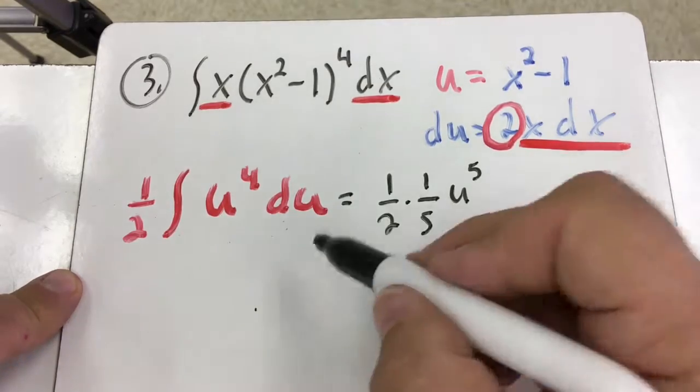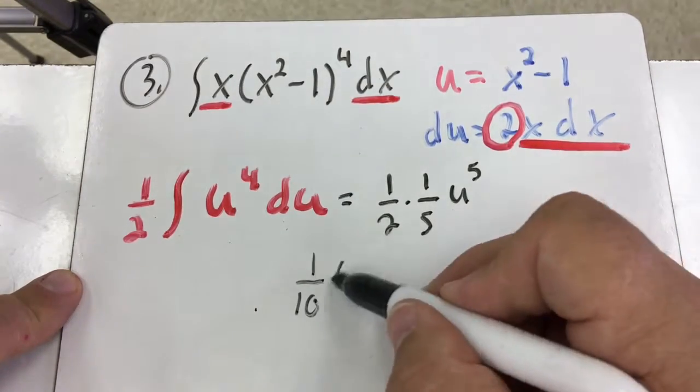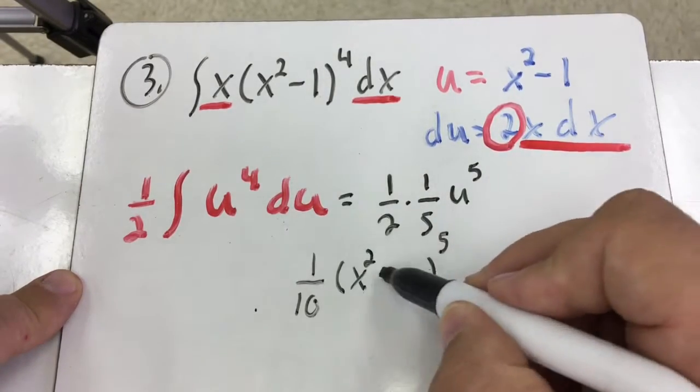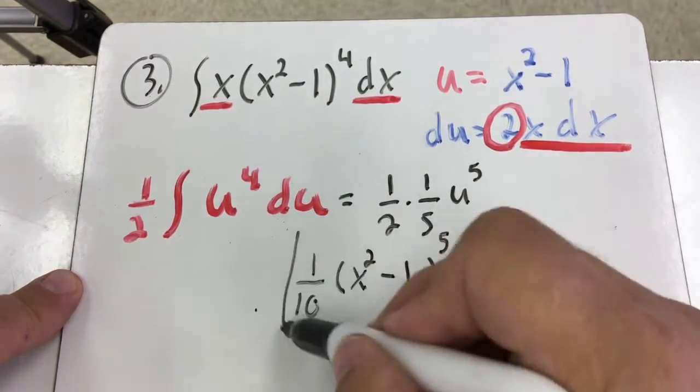And then I'm going to spruce this up a little bit. That would give me 1 over 10 u to the 5th. But remember what my u was. My u originally was x squared minus 1. I throw that back in for u. And don't forget your plus c.